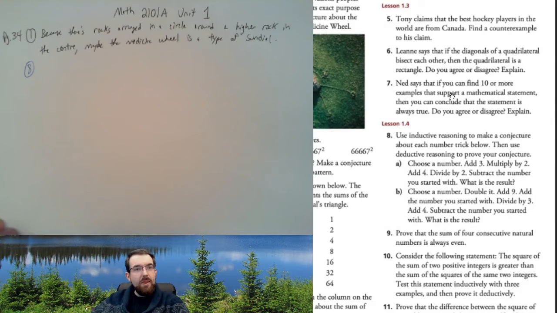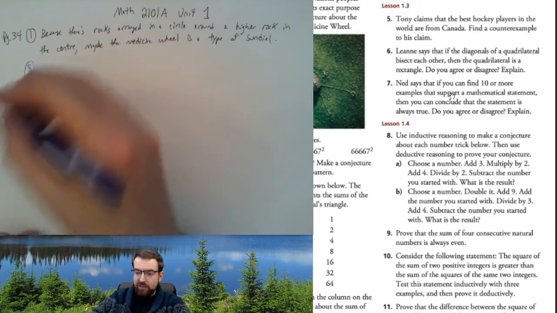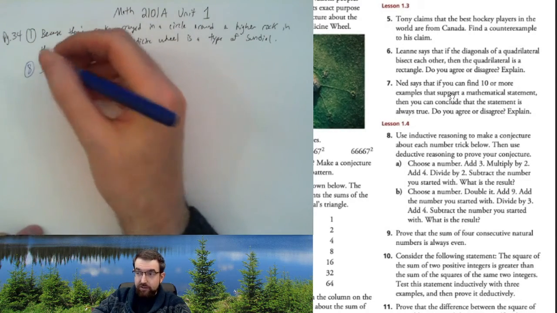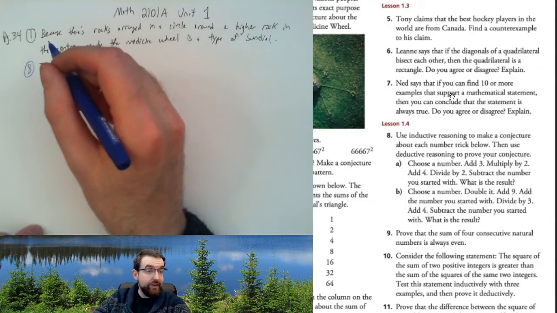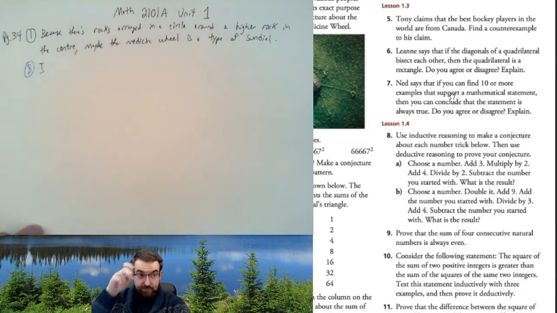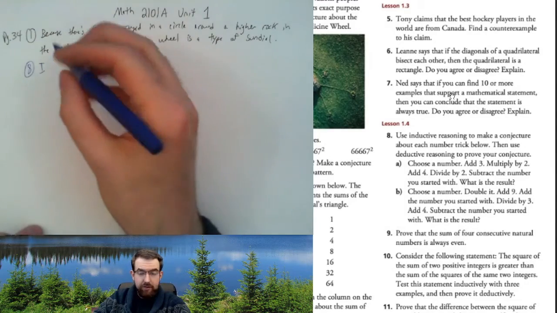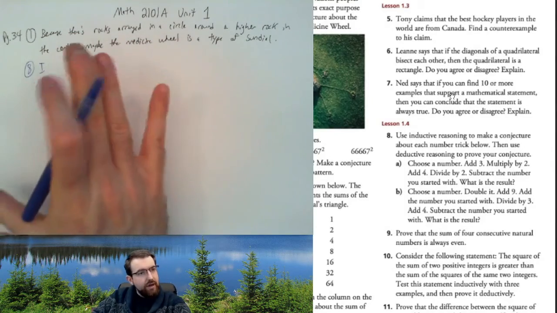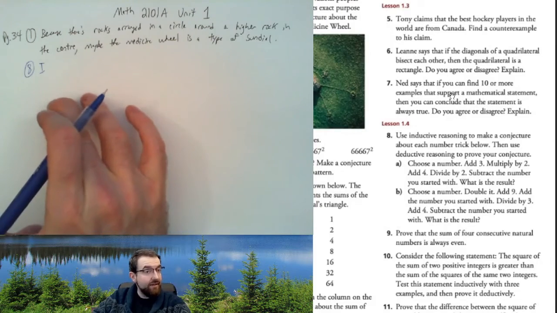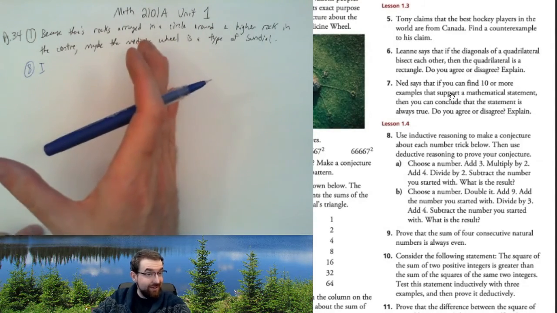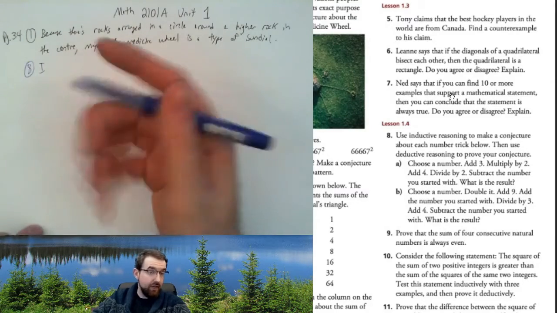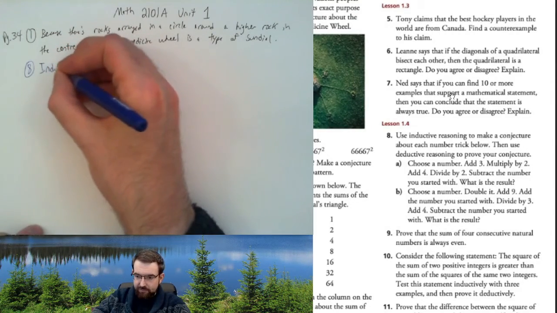So use inductive reasoning to make a conjecture about each number trick below. Okay, so I'm going to tell you right now, it's pretty likely to have a question like this on your test, right? So file that one away in the old gray matter. But to get full marks on a question like this on a test, I would want you first to show what inductive reasoning is in a situation like this, and then show what deductive reasoning is in this kind of situation.